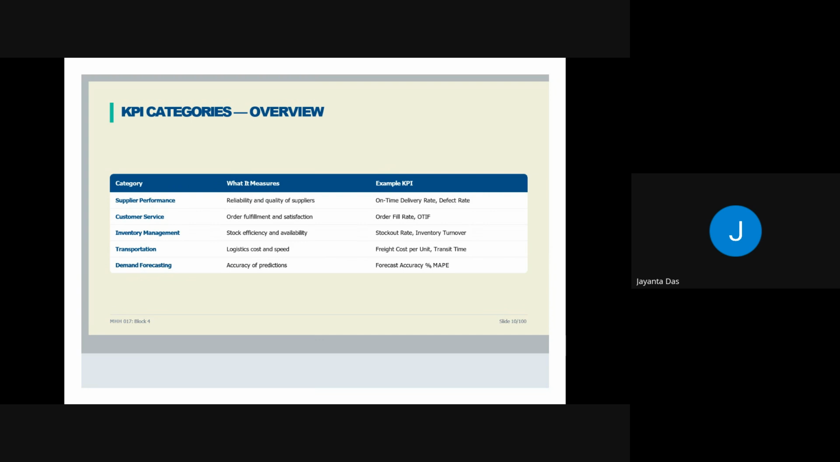Transportation, that is logistics cost and speed, and these are the freight cost per unit and transit time. So all these things can be measured through transportation. And last but not the least, how good we are in demand forecasting, that is the accuracy of our prediction. The KPI indicator is forecast accuracy, that is percentage of MAPE. So don't worry about all these abbreviations. At the end of your learning material, a list of these is given, so you may go and check all those.